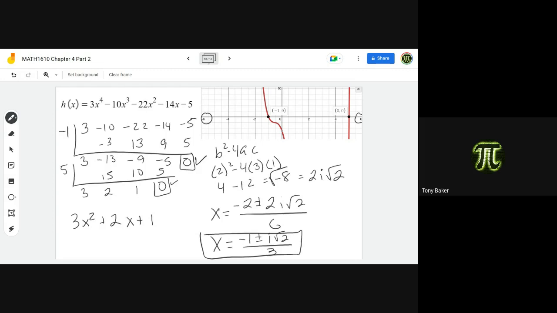Get into the habit of putting the i in front of the square root and not after the square root. Get into the habit of putting anything in front of a square root instead of after the square root, because it's really easy to screw up where the square root ends. So just get into the habit of putting that square root first, or the numbers first.